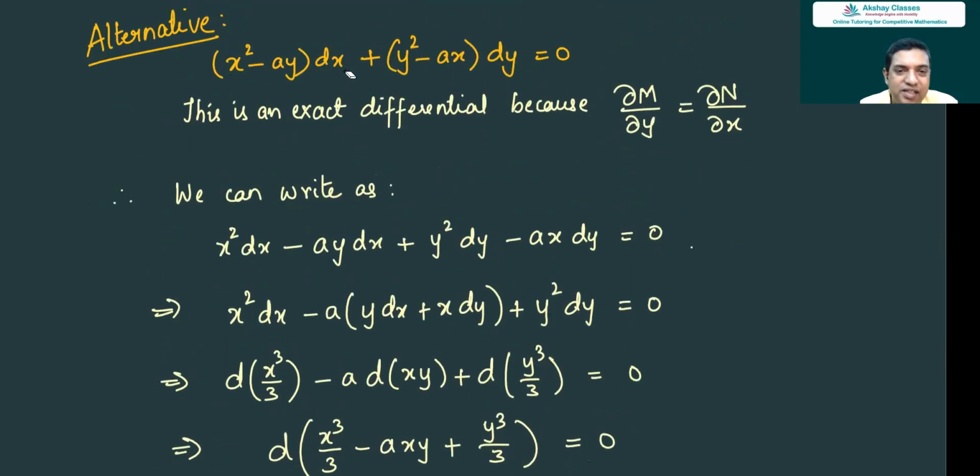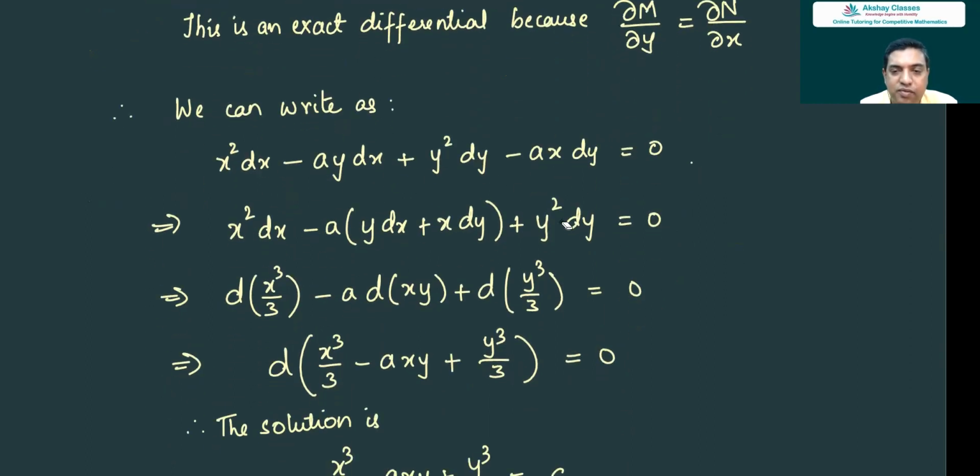This is x squared dx. I separated y dx, y squared dy, x dy. Now I split. x squared dx I write as it is, y squared dy I write like this. This one I take minus a common, y dx plus x dy. Now this term is d of x into y. You will get x dy plus y dx.